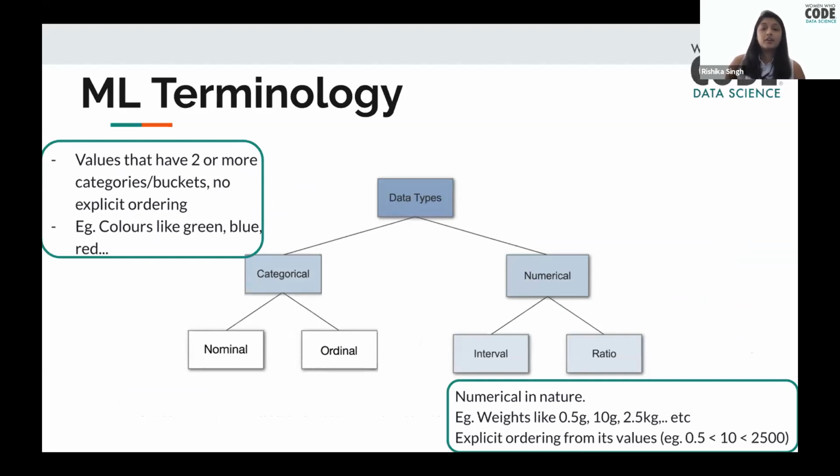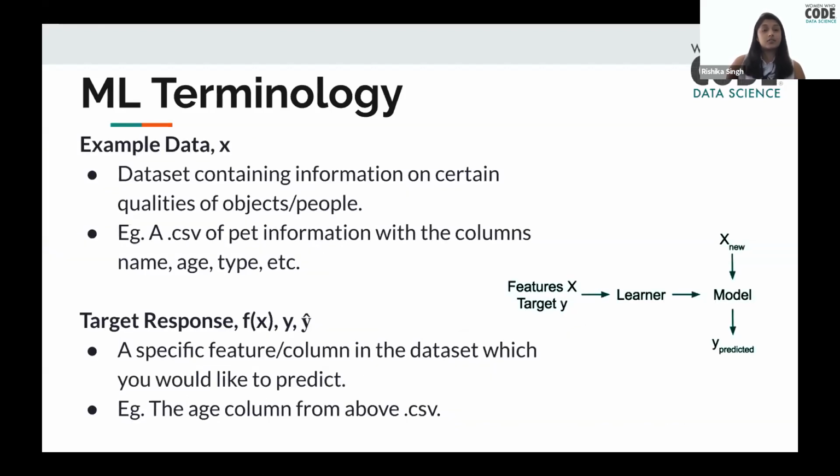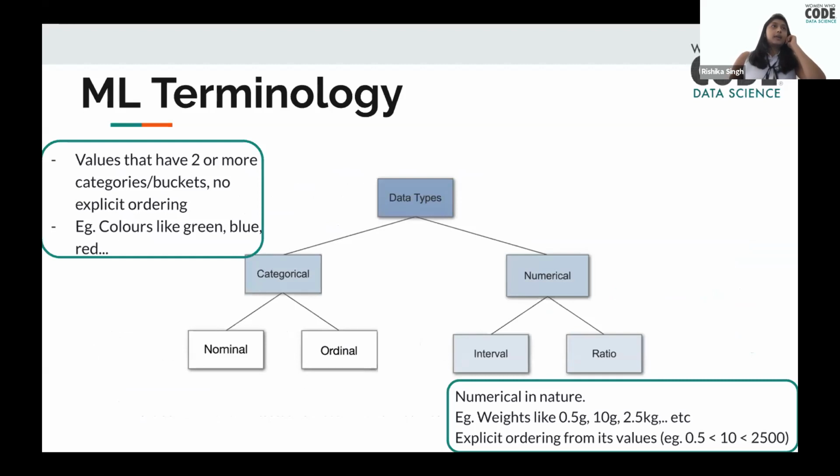We actually have various different data types for the example data and this target response. So what we have is categorical, which is also qualitative. For example, this can be gender or yes or no, and you can assign some number, but there's no actual mathematical meaning. This is when values have 2 or more categories or buckets, and there's no explicit ordering. So you can have colors like green, blue, red, but you can't necessarily say that green is less than blue or blue is less than red.